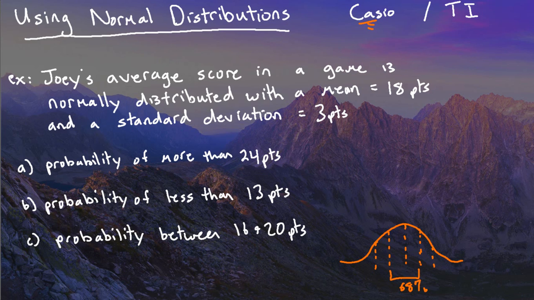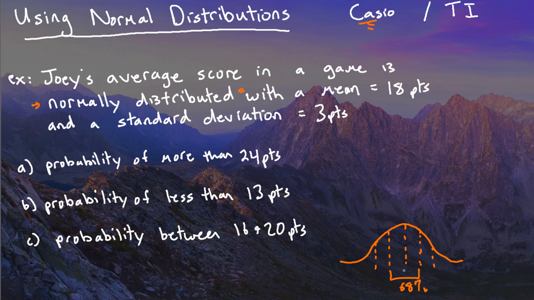Joey's average score in a game is normally distributed with a mean of 18 points. This is an important piece of information, but for most of this section, we'll just assume our data is normally distributed with a mean of 18 points and a standard deviation of 3 points. And we want to find the probability that he scores more than 24 points.